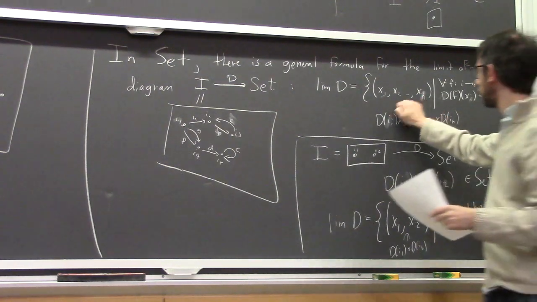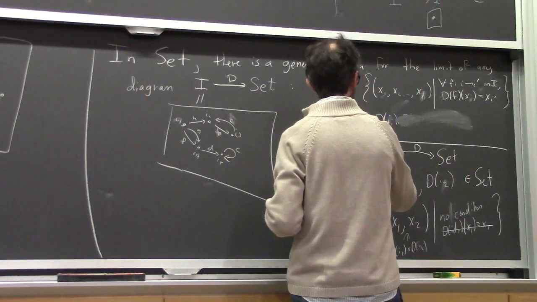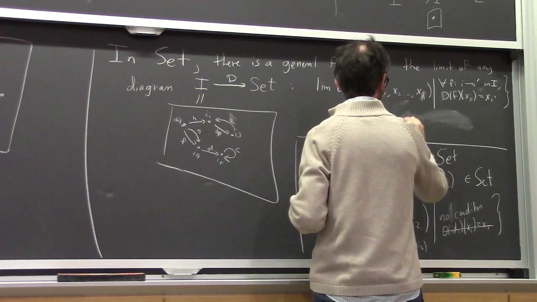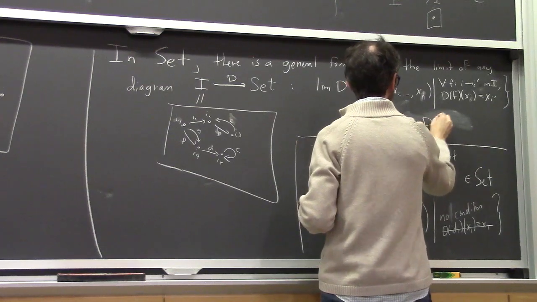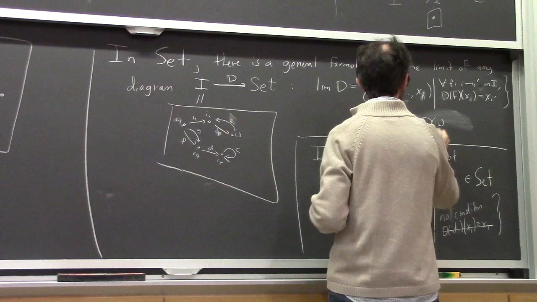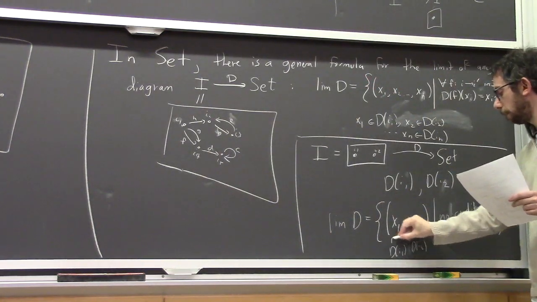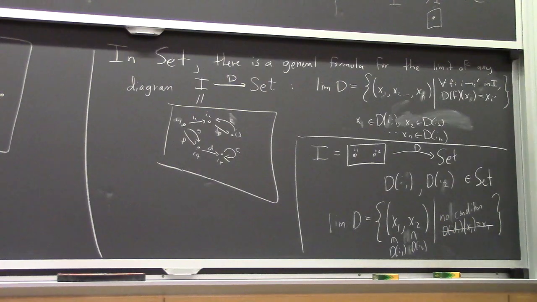Maybe I could have said this a little better. Where x1 is in D of I1, x2 is in D of I2, xn is in D of In. So it's just the product.